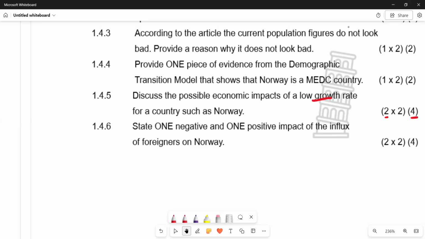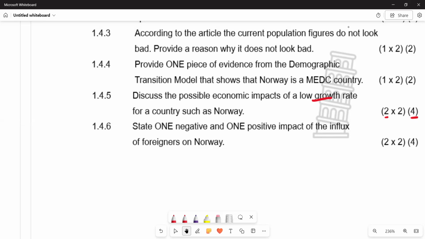When we have such a scenario, it means the economic activity is also going to be negatively affected in the economy. Remember, when I say economic activity, I'm referring to the production of goods and services in the country. So when we say low economic activity, we are saying there is low production of goods and services in the country. So that can be one of the reasons.